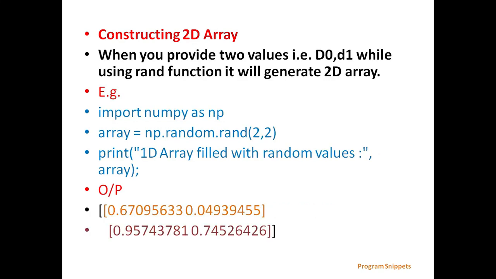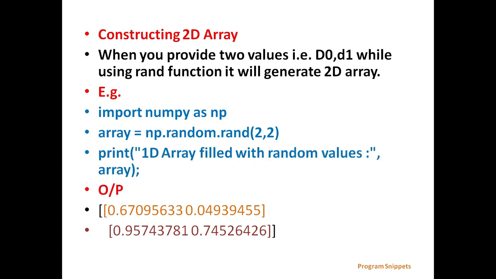Next we will see constructing a two-dimension array. When you provide two values, that is d0 and d1, while using the rand function, it will generate a two-dimensional array. For example, here first we have imported numpy as np and we have defined an array with np.random.rand 2, 2, and when we print it, it will generate a two-dimensional array.